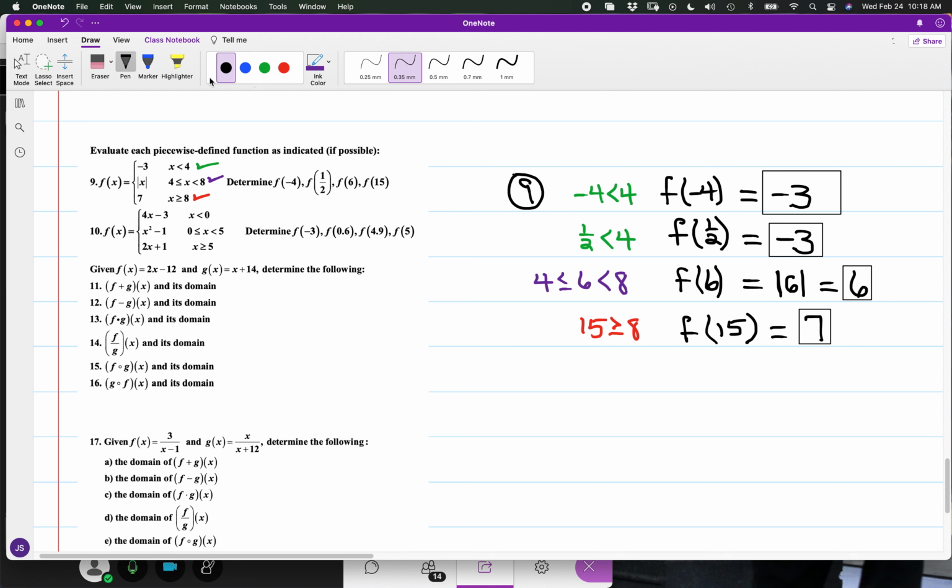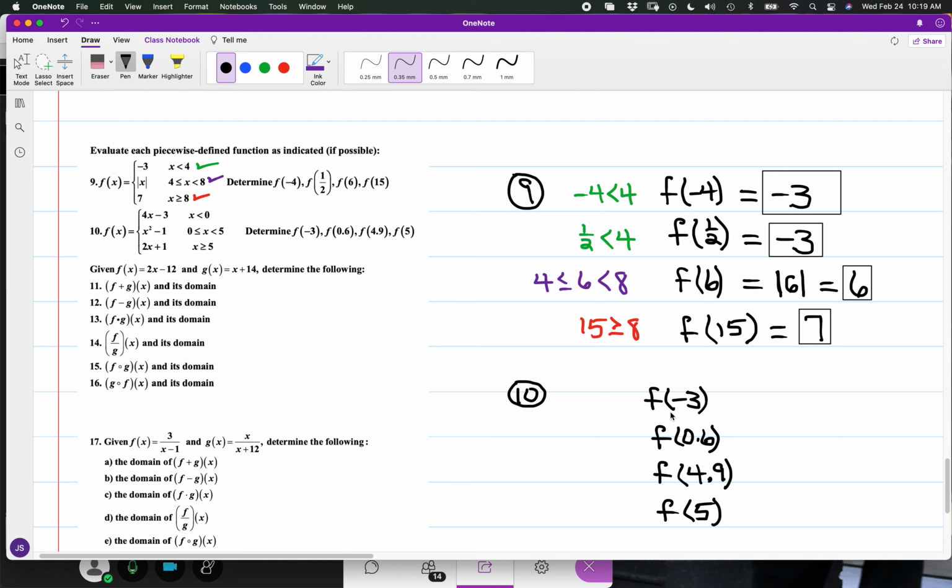And in the case of item number 10, you have another piecewise defined function, and now we're looking at f of negative 3, and f of 6/10, as well as f of 4.9, and also f of 5.